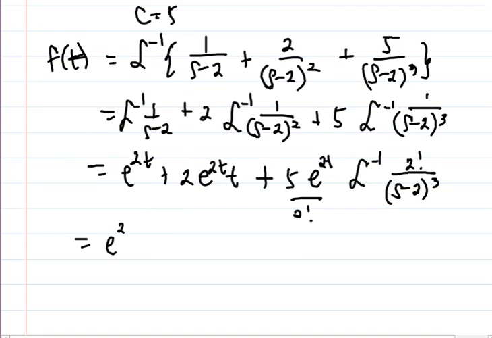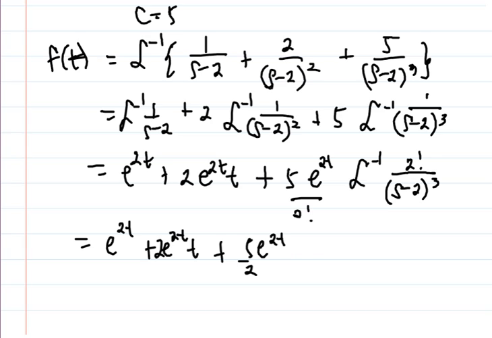So this is equal to e raised to 2t plus 2 e raised to 2t t plus 5 over 2 e raised to 2t multiplied by t squared, since the inverse Laplace transform of 2 all over s cubed is t squared. I will go straight to the answer. So the inverse Laplace transform of 1 over s cubed is equal to t squared. You can combine these, or leave it as our final answer.